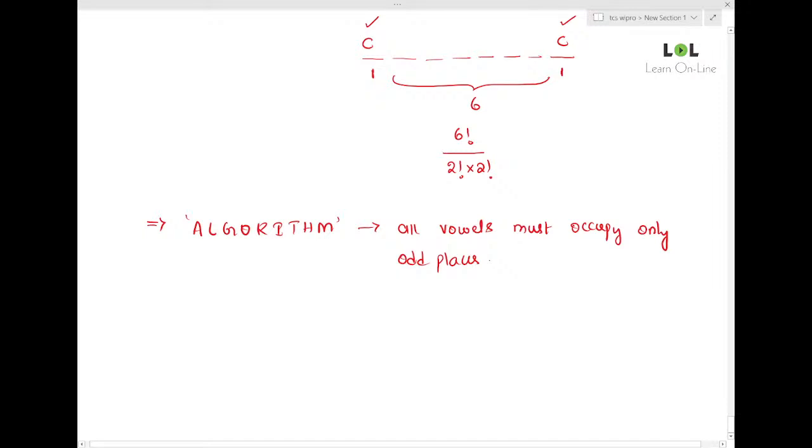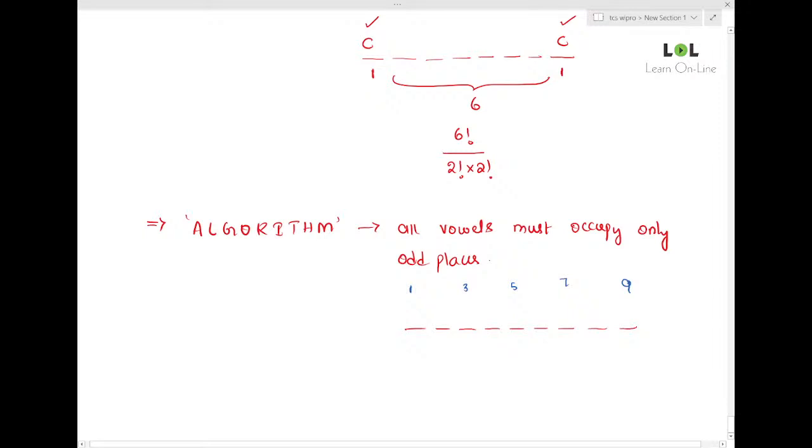Let us see what can we do. Firstly, we will check how many letters? 9 letters. Means 9 places. Okay. Now first check which are the odd places. Which are the odd places? 1, 3, 5, 7, 9. These are the odd places. How many are there? 5 places are there. Now vowels must come in only these places, nowhere else.